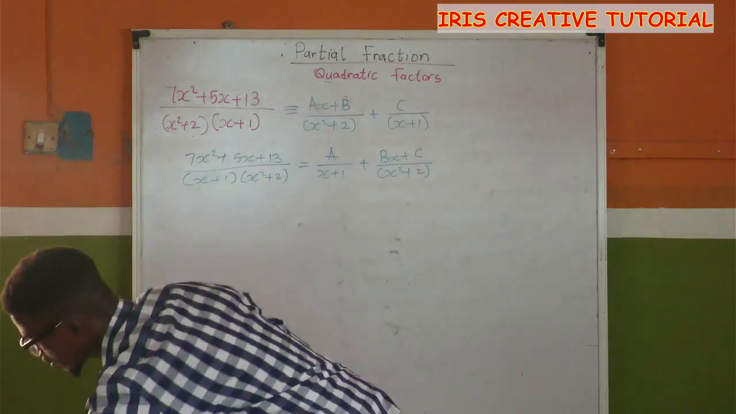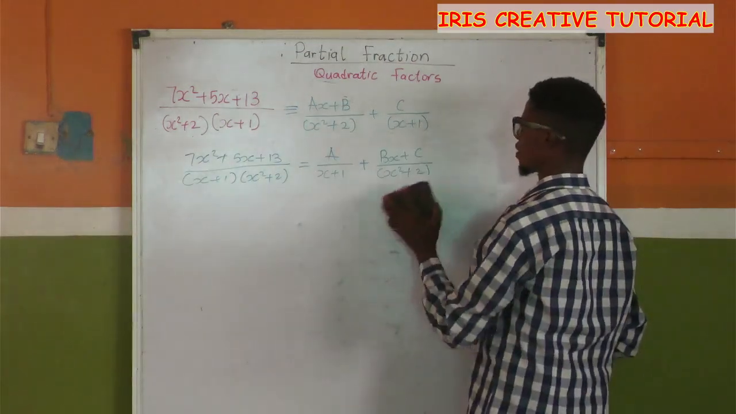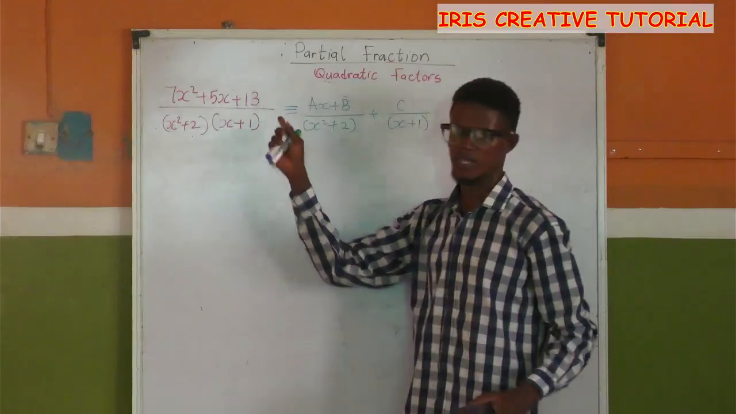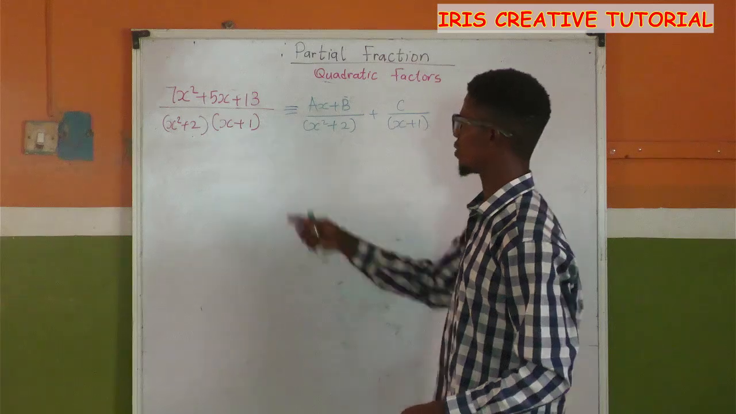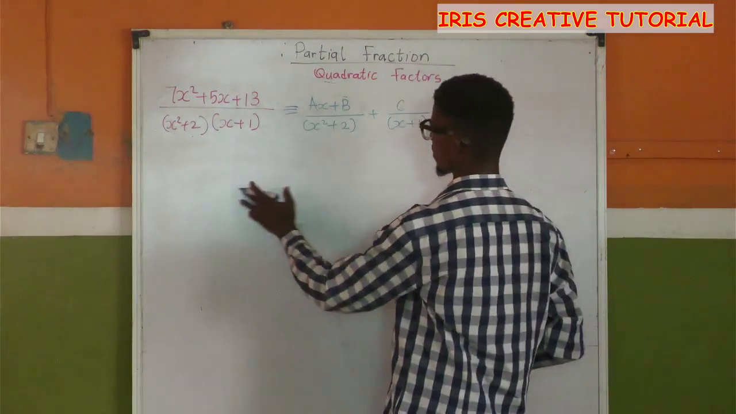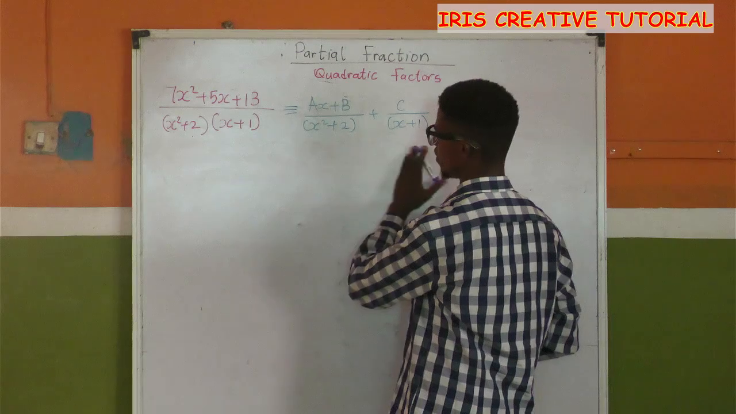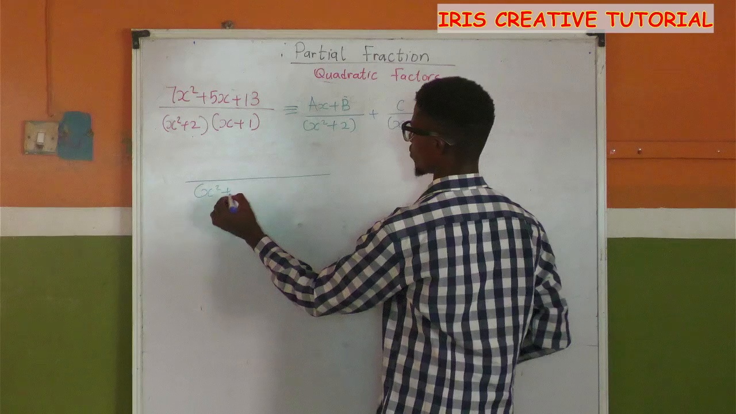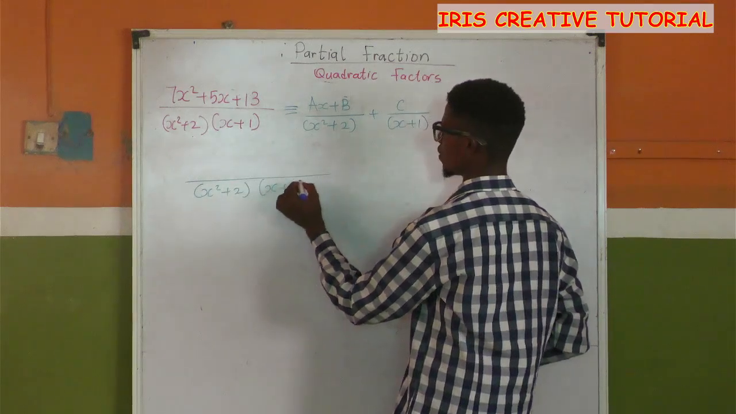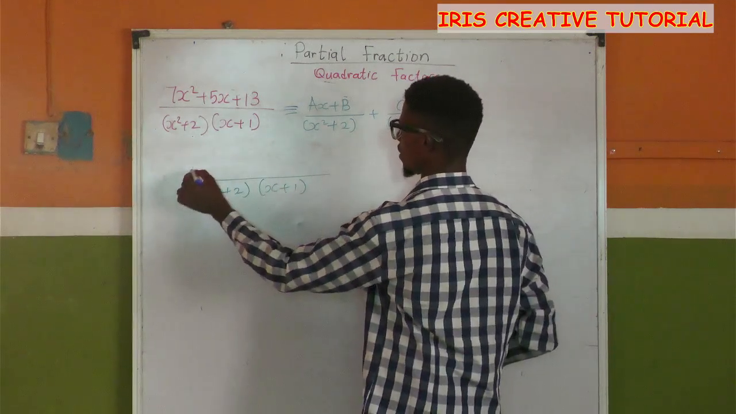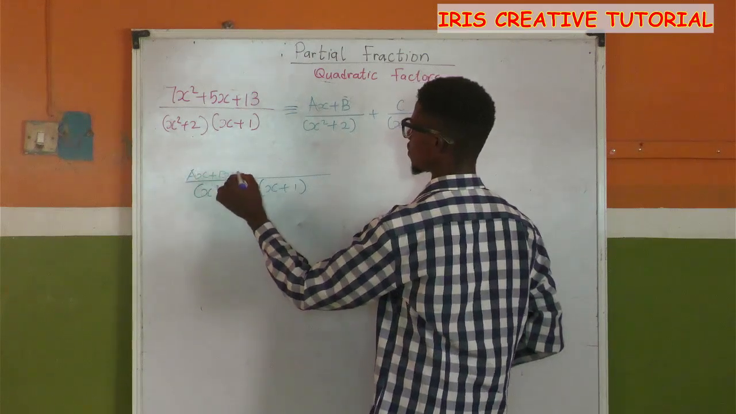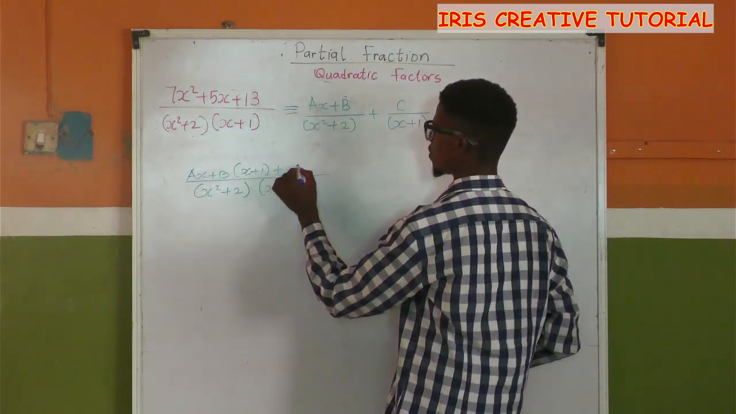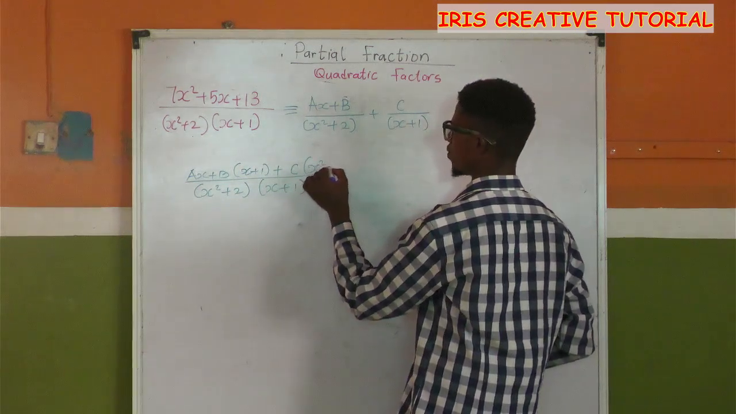Now, let's solve this. That was just to differentiate and show you the order of how things can be, so you don't confuse yourself. Now, we have 7x squared plus 5x plus 13 over the quadratic expression times a linear factor. So we still follow the same principle of how we usually solve. We take the LCM, so what we have here is x squared plus 2 and x plus 1. So when we divide, we have ax plus b into x plus 1, plus c into x squared plus 2.